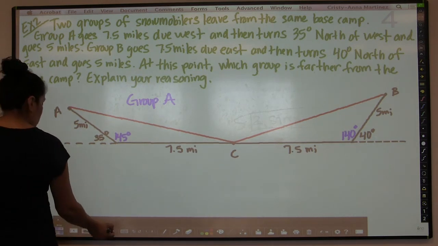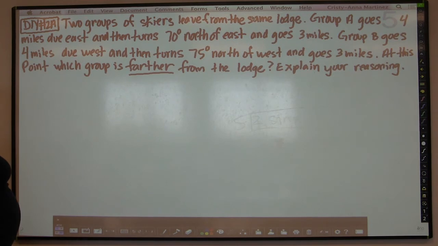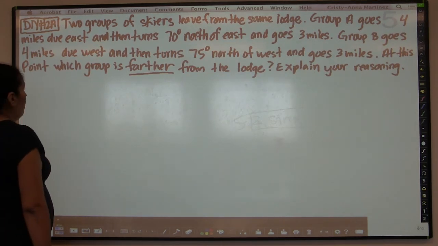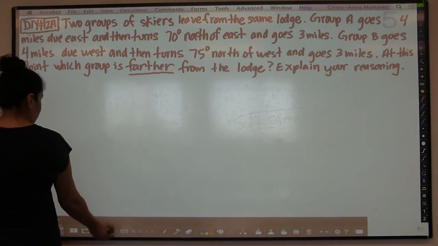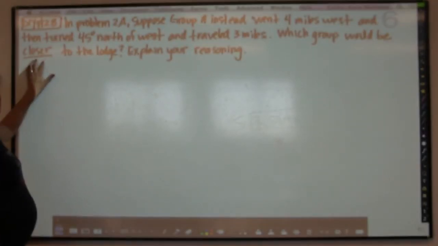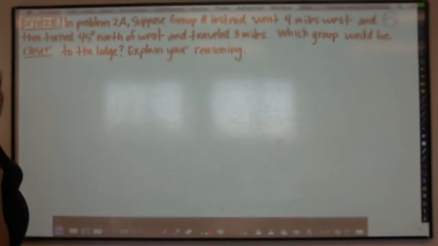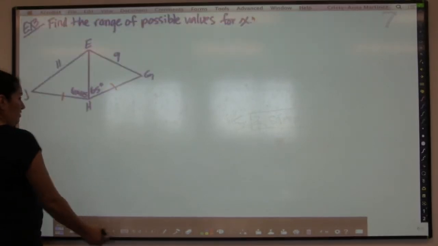Alrighty, so now we have two little dudes for you to try. Very similar scenario in Do-It-Yourself 2A. Two groups of skiers this time leaving from a lodge, but very similar scenario. Keep in mind that they want to know who's farther, but in part B, they want to know who is closer, so the shorter distance. So just keep in mind that that's happening there in Do-It-Yourself number 2.